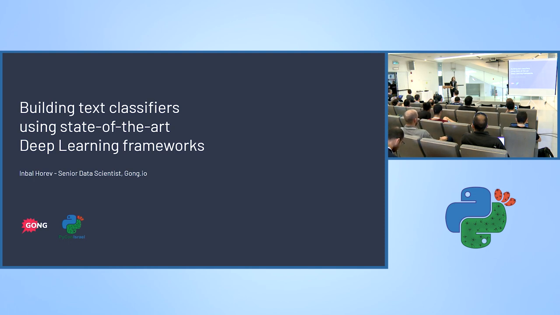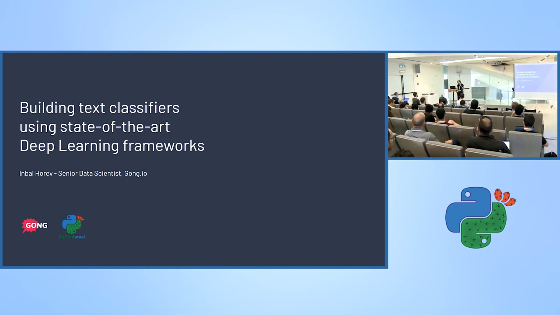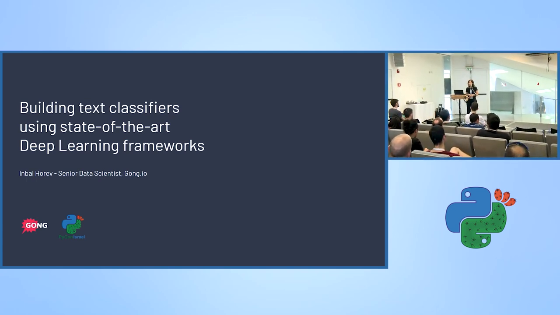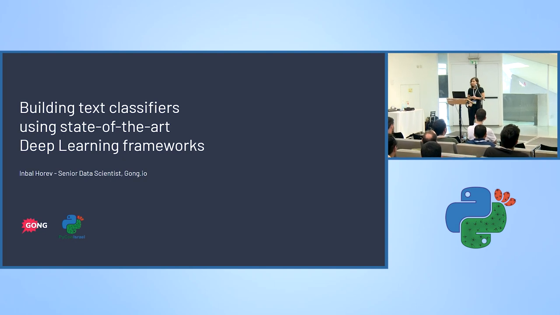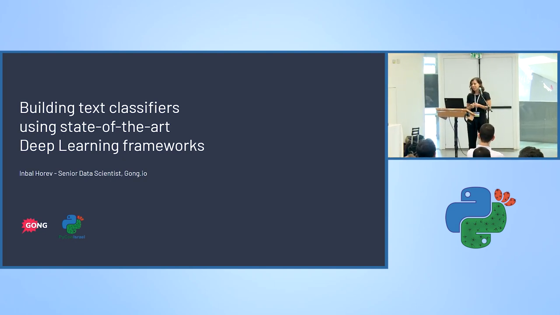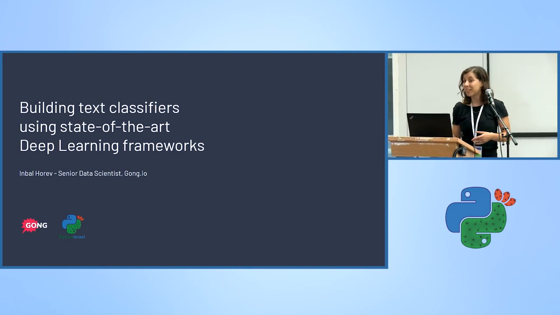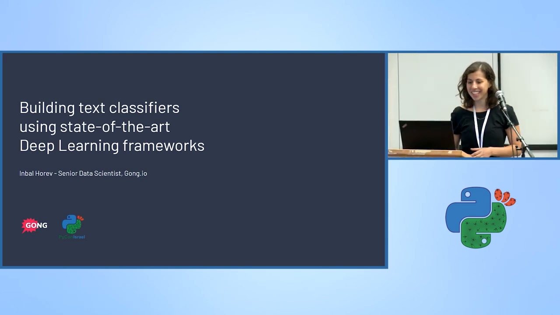I'm a senior data scientist at Gong, and I'll be talking about text classification using all of the deep learning frameworks that are available right now. So 2018 was a very, very big year for NLP, and I'm going to condense the past 6 years or so into 25 minutes. So let's see.